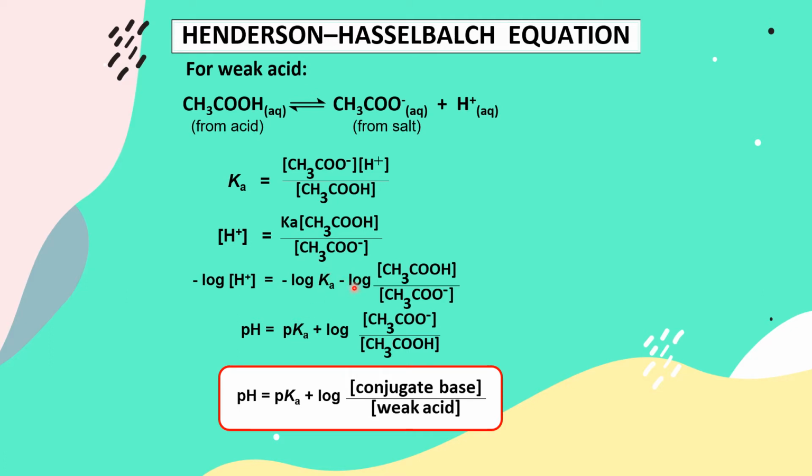Since this is one of the properties of the logarithm, we make it a positive log and reverse these two concentrations, and then we will get pH equal to pKa plus log of the conjugate base over the weak acid.